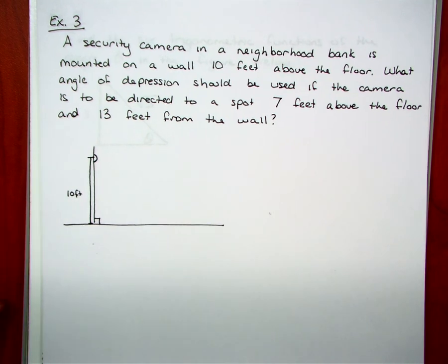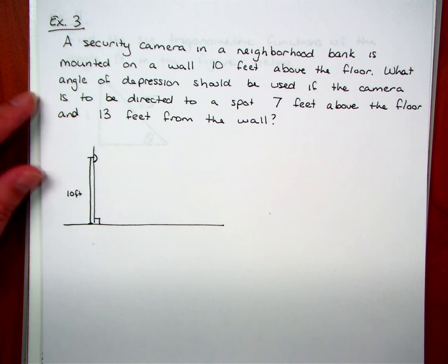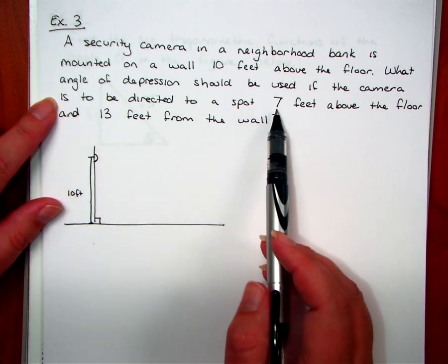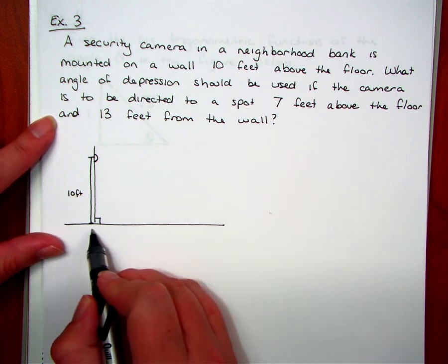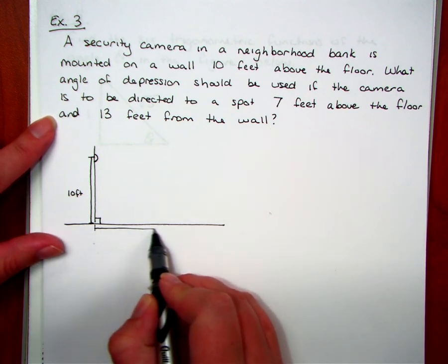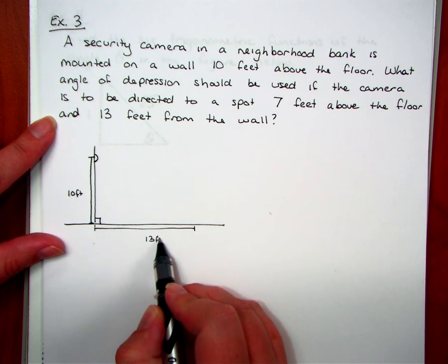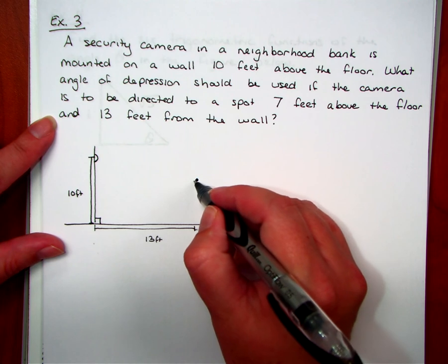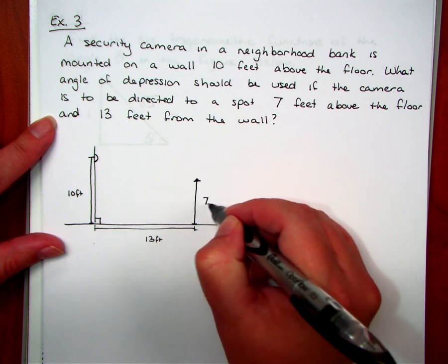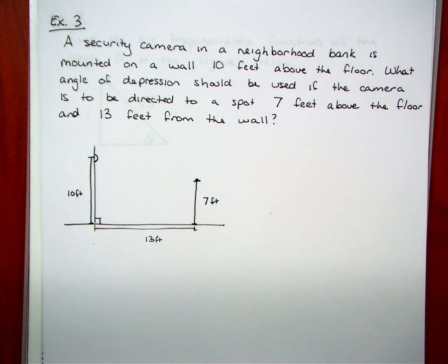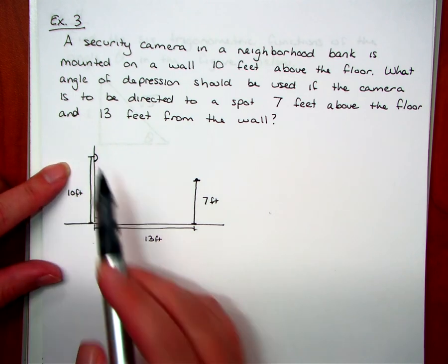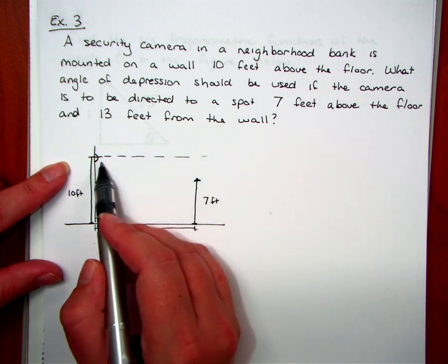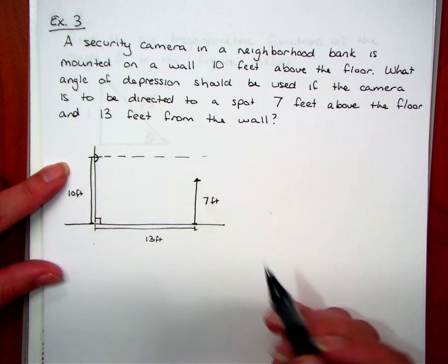So now I want to draw the spot that we're going to direct this camera to. The camera is to be directed to a spot 7 feet above the floor and 13 feet from the wall. So we're going to go 13 feet out, and then we're going to go 7 feet up, and this is where I want to direct that camera. The camera has this nice horizontal line of sight, but I want to tilt this camera down to where it's pointing at this spot here in space.